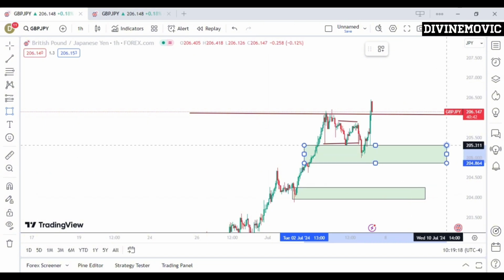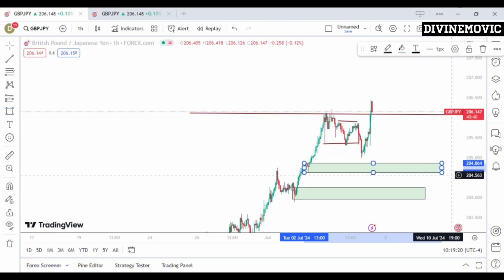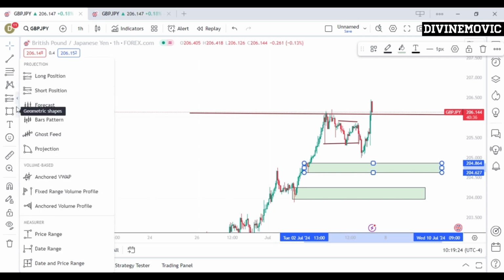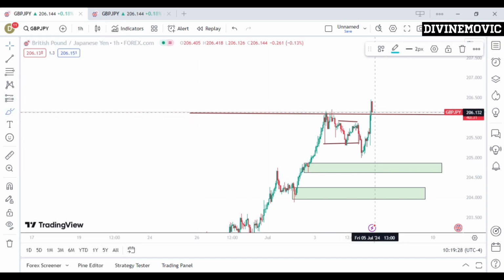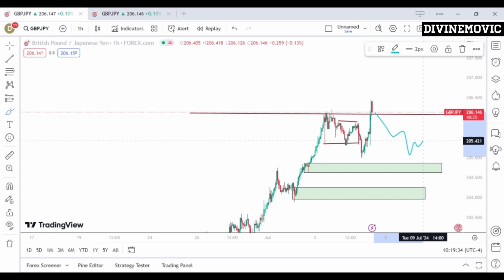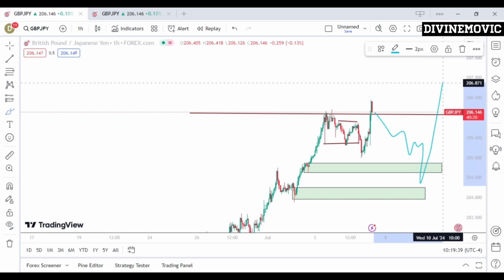That means I want price to come back to this zone here, with my box. I want price to come back to this zone here and give something like maybe an equal low here, maybe give us a price action and then fall into this zone here and then make the actual move that price really wants to make. So basically, this is going to be my projection for GBPJPY next week.